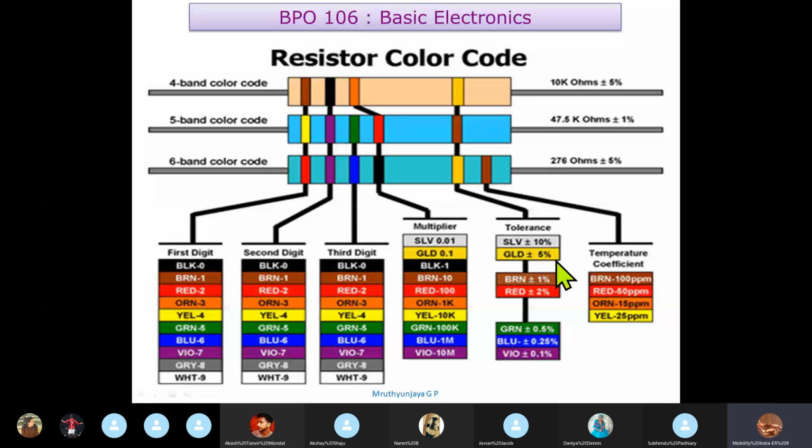But when you look at the 4th band, if it's a brown band, it is even better. If it's green, it's still better. If it's violet, it's probably the best, going by the color codes. If this particular band is a violet color band, that will be one of the highly accurate resistors. So keep that in mind.